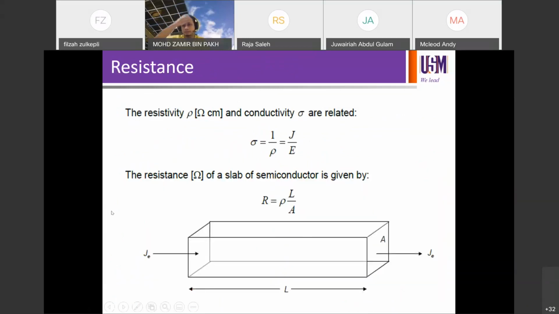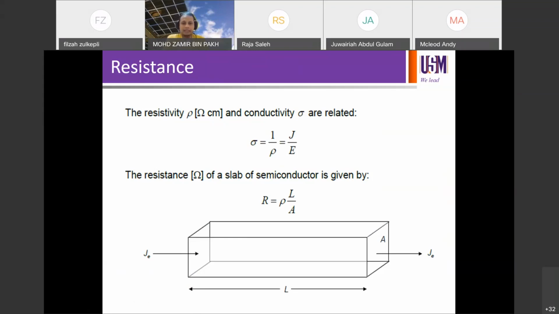So resistance. I think you've learned this one in electronics, right? Have you? You've learned resistance in electronics. Yep. So let's recap. Resistivity and conductivity are related, as we've discussed before. Conductivity is equal to 1 over resistivity, also equal to J over E.